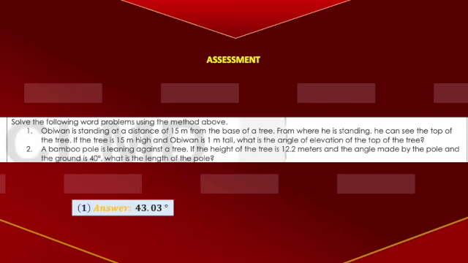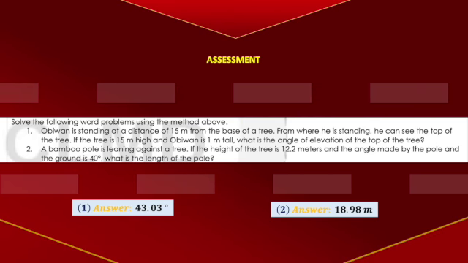Okay, number 2. What is the answer to number 2? Number 2 is 18.98 meters. I just use the sine. Dahil ang height of the tree is 12.2 meters. Alright? Ang hinahanap is the length of the pole. So, technically, since the pole is leaning against the tree, that would be the hypotenuse. So, we have sine, of course, opposite and the hypotenuse. Okay? Very good. So, I guess you know this already.